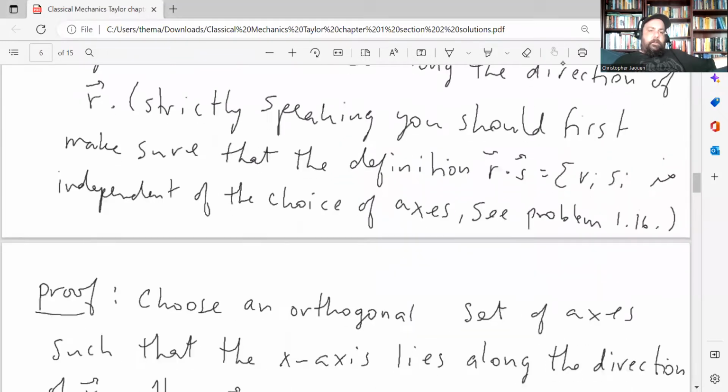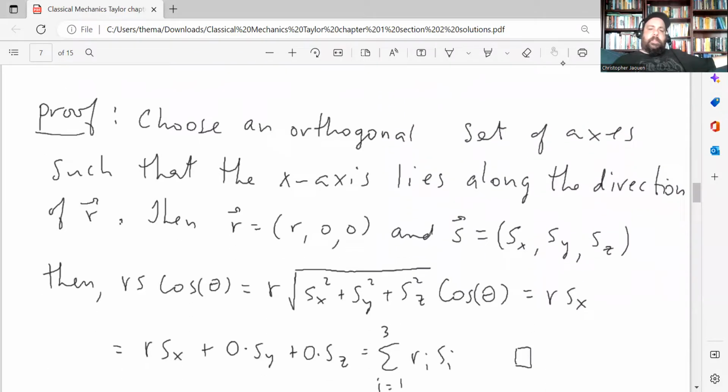So let me scroll down to my proof. Okay, so choose an orthogonal set of axes such that the x-axis lies along the direction of r. Again, we're allowed to choose a convenient coordinate system because all these dot products and everything are independent of the coordinate system chosen. So if the x-axis lies along the vector r, that means that r has coordinates r, 0, 0, and s has some three coordinates here, sx, sy, sz, whatever they are.